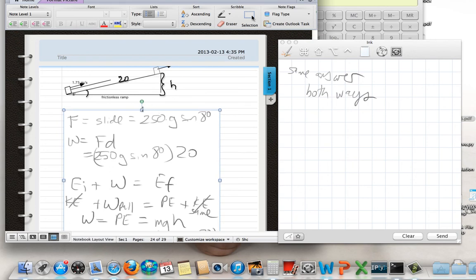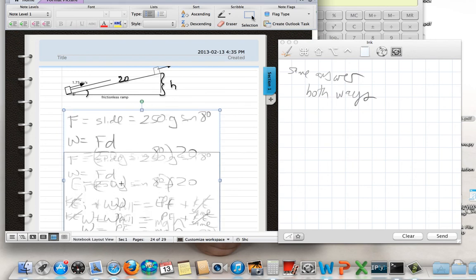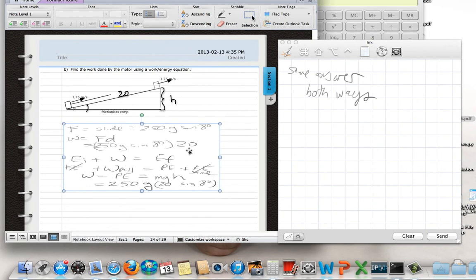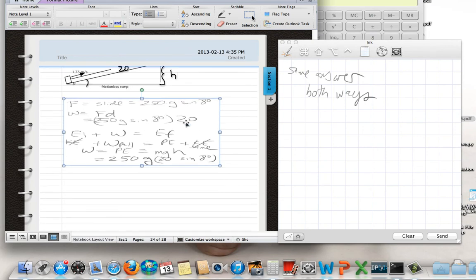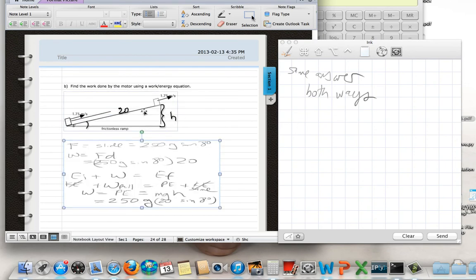Okay, so that completes our third lesson here. And next time we're going to consider this work energy theorem in a little bit more detail, and we're going to look at mechanical energy conservation.